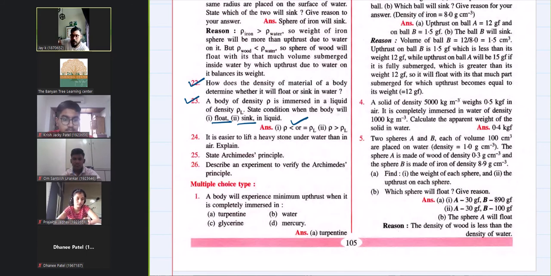अगर दोनों का डेंसिटी इक्वल है लिक्विड का और बॉडी का तो फ्लोट करेगा. And if the density of the body is higher than the density of the liquid, it will sink. But if the density of a body is less than the density of the liquid, then also it will float.